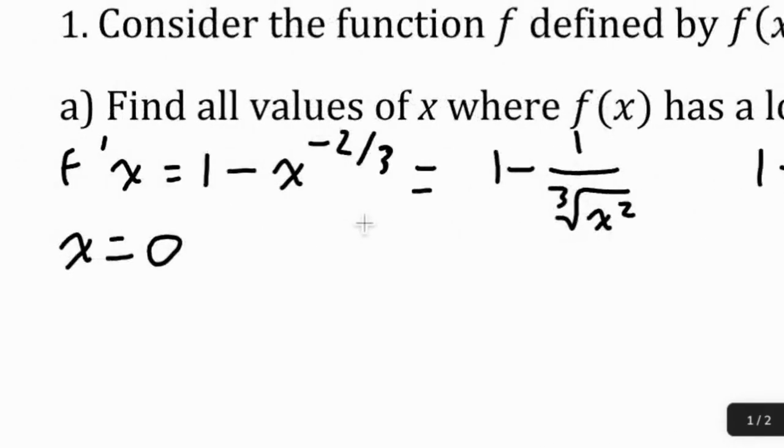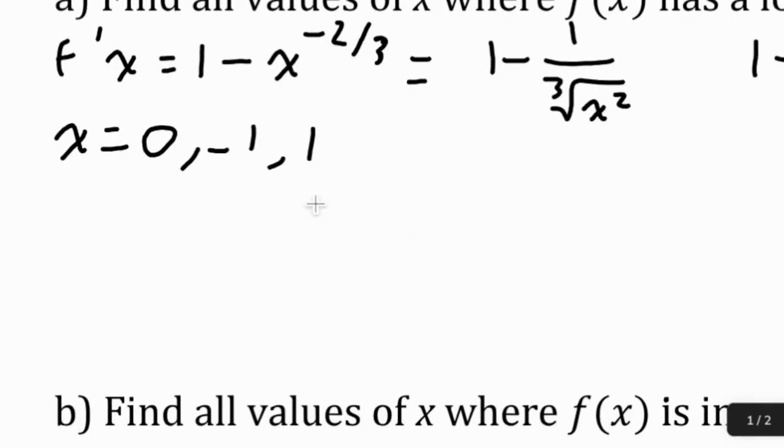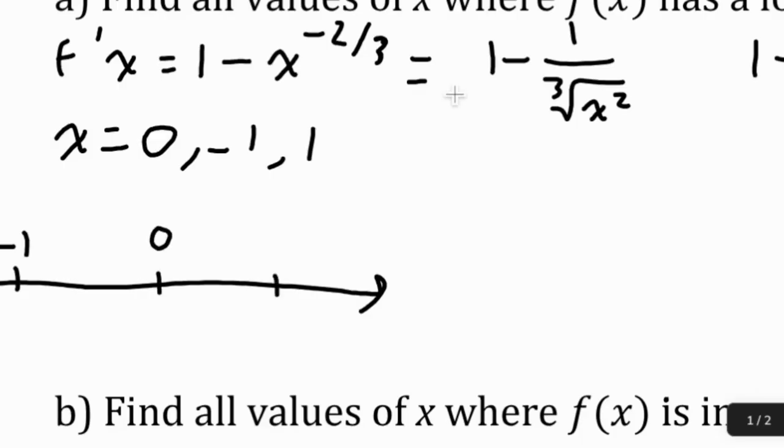So now that we know x equals 0, negative 1, and 1 are our critical points, we need to figure out where the sign of the derivative changes. The easiest way to do this is with a sign chart. Let's go ahead and draw a number line here. We have negative 1 here, we'll have 0 here, and we'll have positive 1 here.